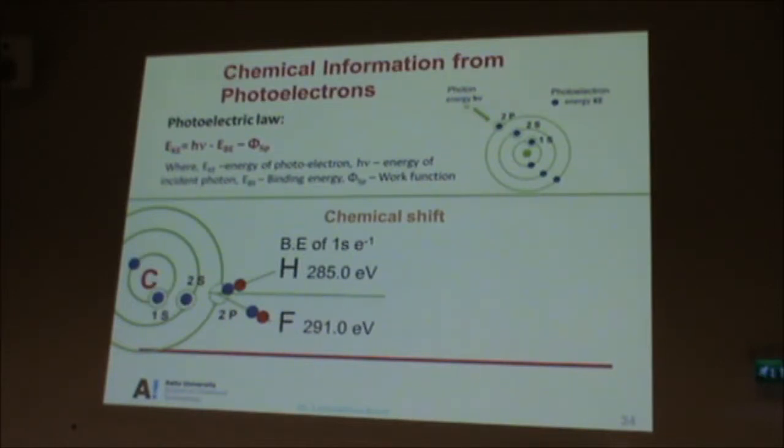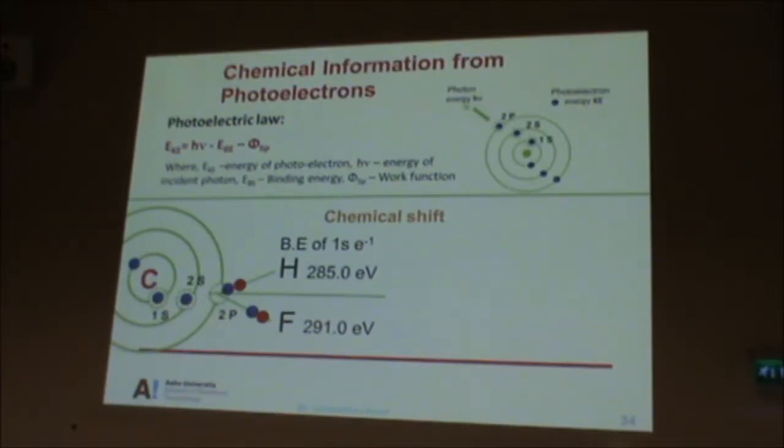Now, fluorine has higher electronegativity than carbon. What does that mean? It means that a carbon-fluorine bond, the electron density of the bond will be closer to fluorine. And in the case of hydrogen-carbon bond, hydrogen is electropositive when compared to carbon. So the electron density of this bond will be closer to carbon.